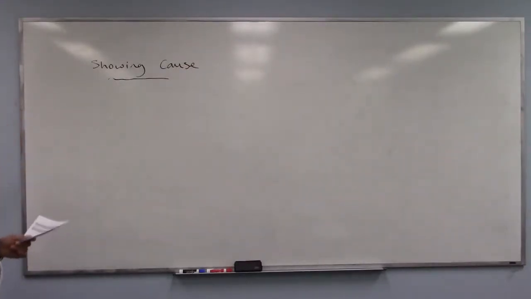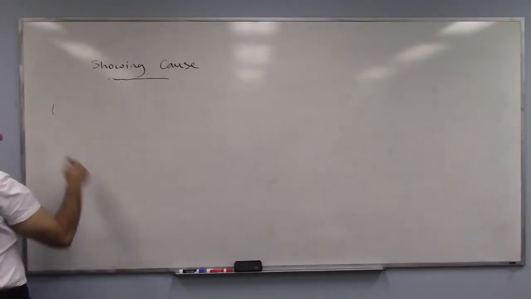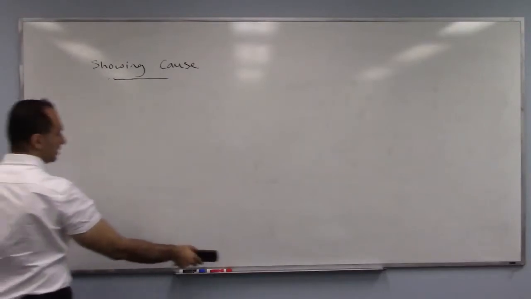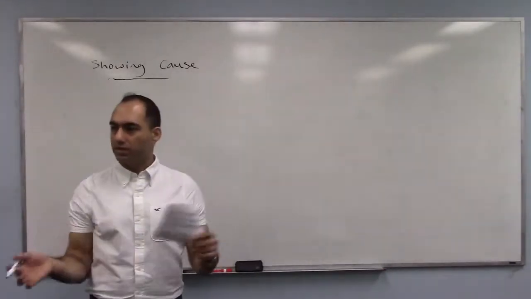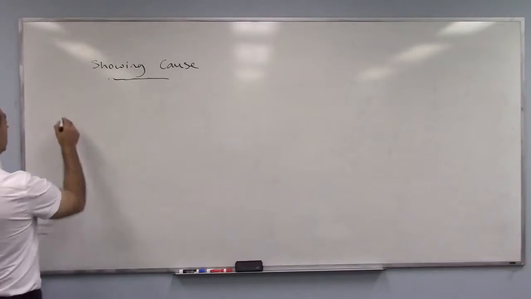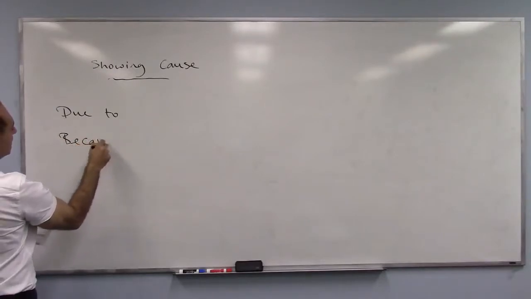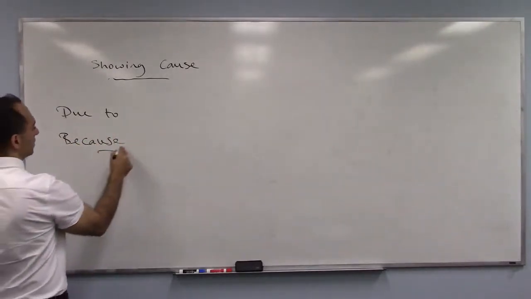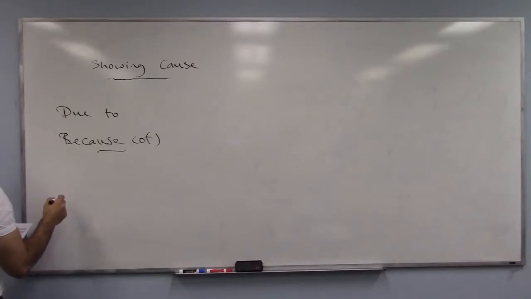What are we talking about here? Showing cause. First, let's talk about when we're talking about a reason. On the one hand we have causes, and on the other hand we have effects, right? So let's first talk about the causes. Here we have due to, because of. What else comes to your mind? Since, as. Since is good. As. Resulting from.